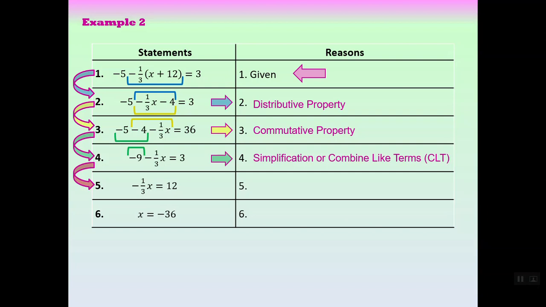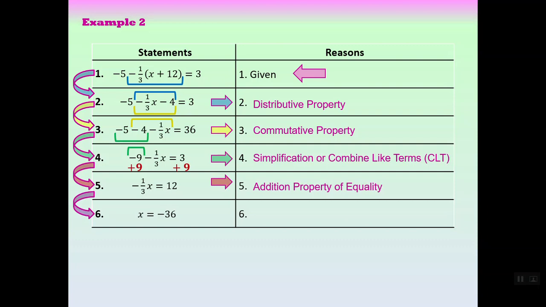Then to go from step 4 to step 5, this one is not written explicitly, but you can see that we've added 9 to each side of the equation. The reason we're allowed to do that is the addition property of equality. Don't forget to write "of equality."